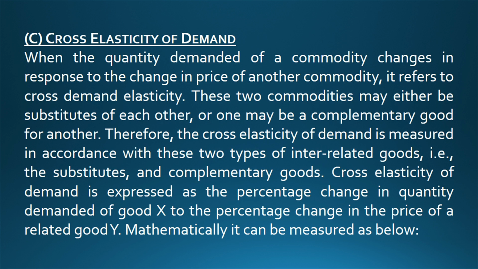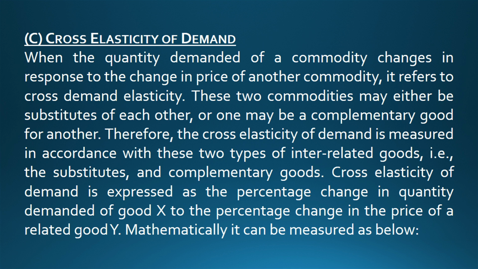C. Cross-elasticity of demand. When the quantity demanded of a commodity changes in response to the change in price of another commodity, it refers to cross-demand elasticity. These two commodities may either be substitutes of each other, or one may be a complementary good for another. Therefore, the cross-elasticity of demand is measured in accordance with these two types of interrelated goods, that is, the substitutes and complementary goods. Cross-elasticity of demand is expressed as the percentage change in quantity demanded of good X to the percentage change in the price of a related good Y.